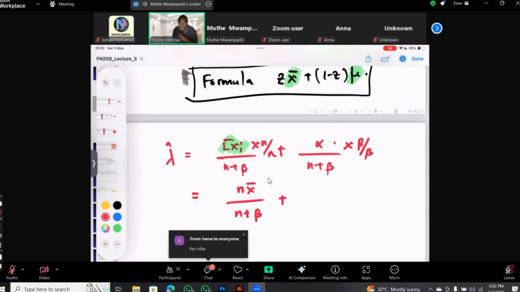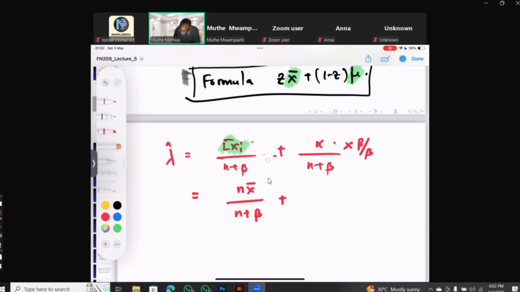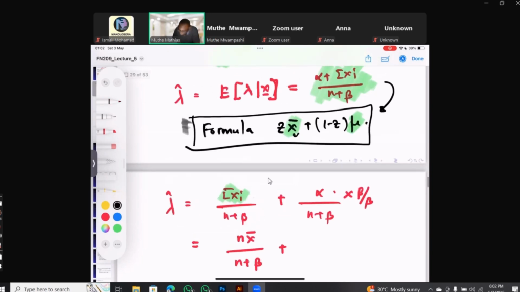Anyway, I hope this makes sense. So what I have done here is, in this part, I just want to find this x bar. So I said multiply by n over n, and in this part, I want to find the overall mean or the population mean. So I'm going to multiply by beta over beta, right?